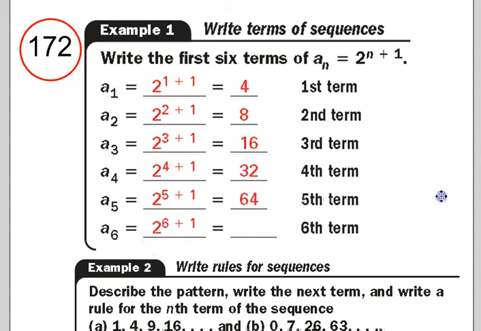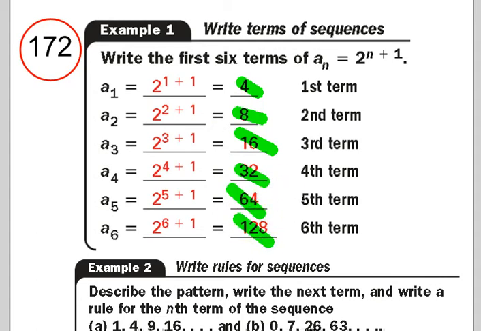Now we can also figure out these terms by using the recursive formula, which is figuring out the term based off the previous value. This is closed form, but we can look at an example of recursive. If you start with 4, what do I multiply 4 by to get 8? 2. What do I multiply 8 by to get 16? 2. 16 times 2 is 32. 32 times 2 is 64.